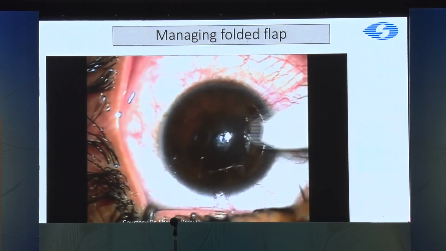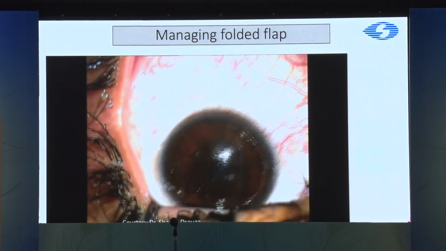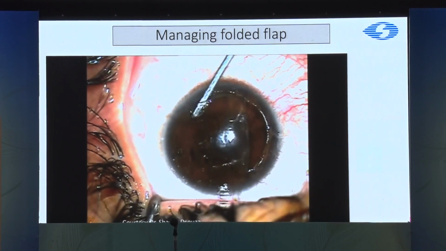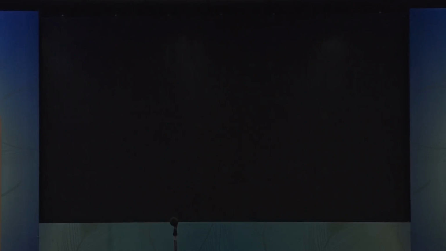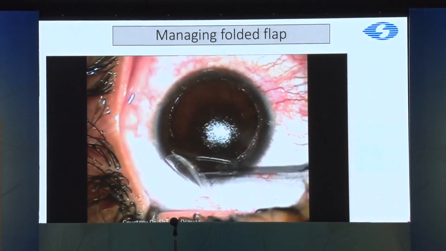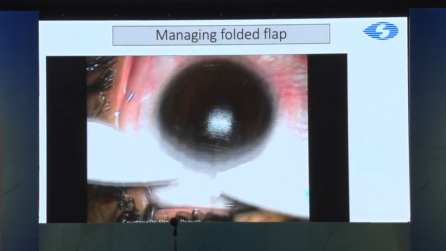Coming to the next complication, which was a folded flap, as we can see here. The flap edge has inverted, and now there's epithelium that's grown into that particular area. So you actually need to debride the epithelium from there. The reason is that if you just lift this flap and put it over that, the epithelium will be under the flap, and that can lead to epithelial ingrowth and further problems.